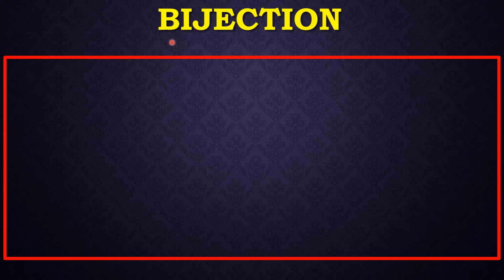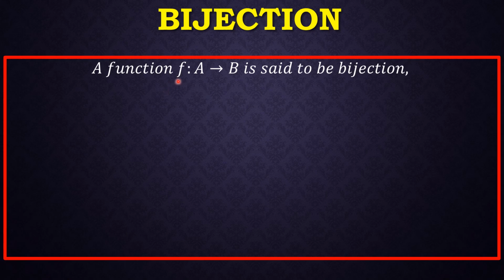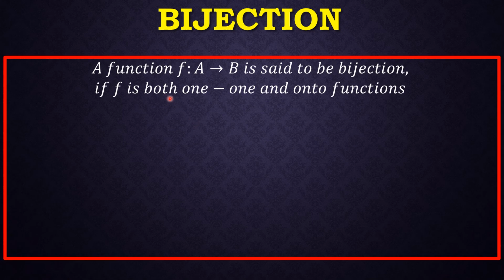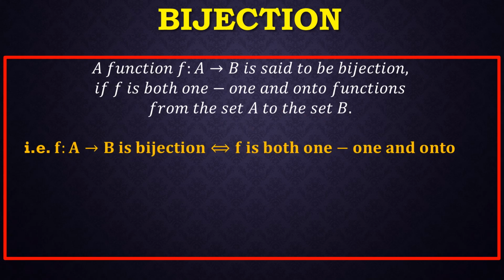Now the next definition is bijection. Here we take one function, that is f is mapping from A to B. Now which is said to be bijection if that function f is both one-one and onto from the domain set A to codomain set B. That is, in theorems we prove f mapping from A to B is bijection. Here we prove f is both one-one and onto.